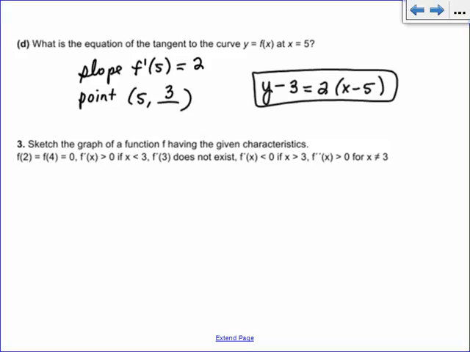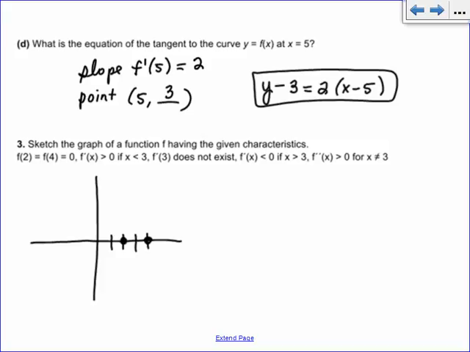Okay, and then the last question has nothing to do with the chart. But I like to ask these on the test. They can be a little bit tricky, but not too bad. So it says, sketch the graph of a function f having the given characteristics. So it says f of 2 and f of 4 are both equal to 0. So those are telling us points on our graph. We have to have 2 comma 0 and we have to have 4 comma 0. So we have to have those 2 points in our graph.